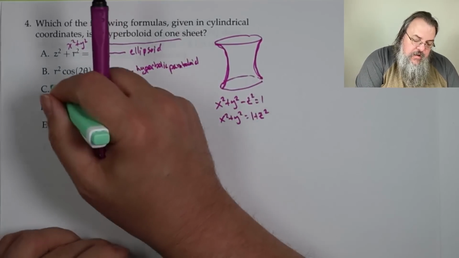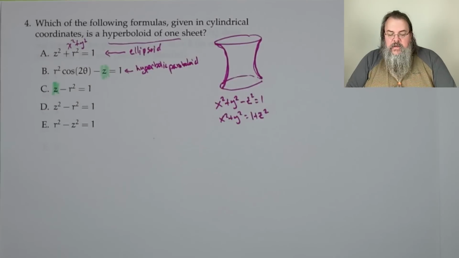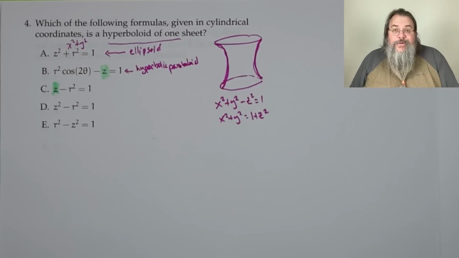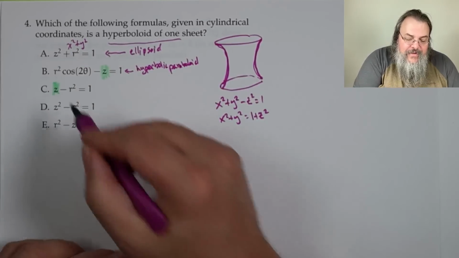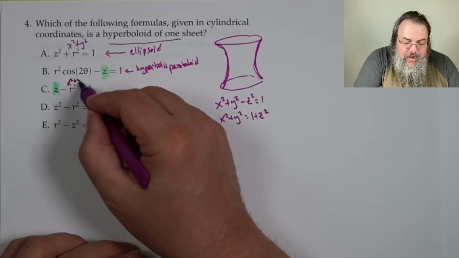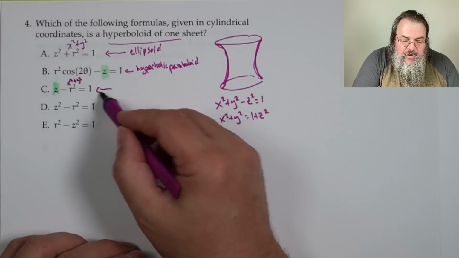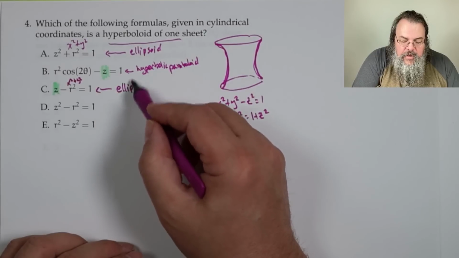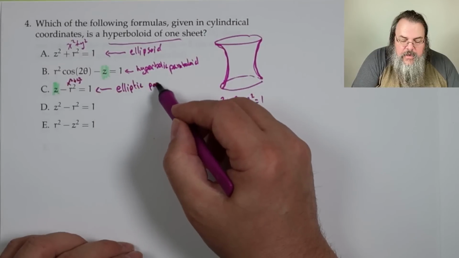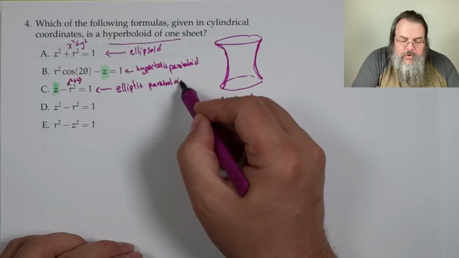Same thing is going on with c. What do you see? You see a z, and you say, oh, z is x squared plus y squared plus 1, because that's what's going on here. And you say, okay, so this is an elliptic paraboloid. All right, well, not what we're looking for.